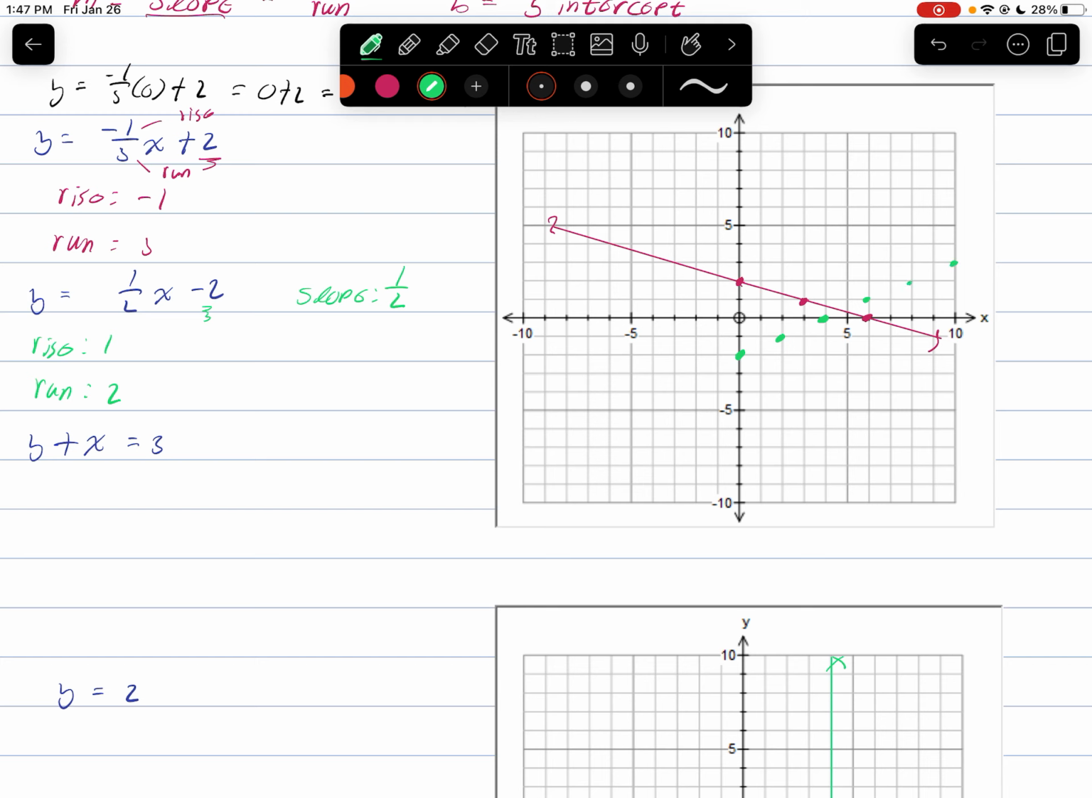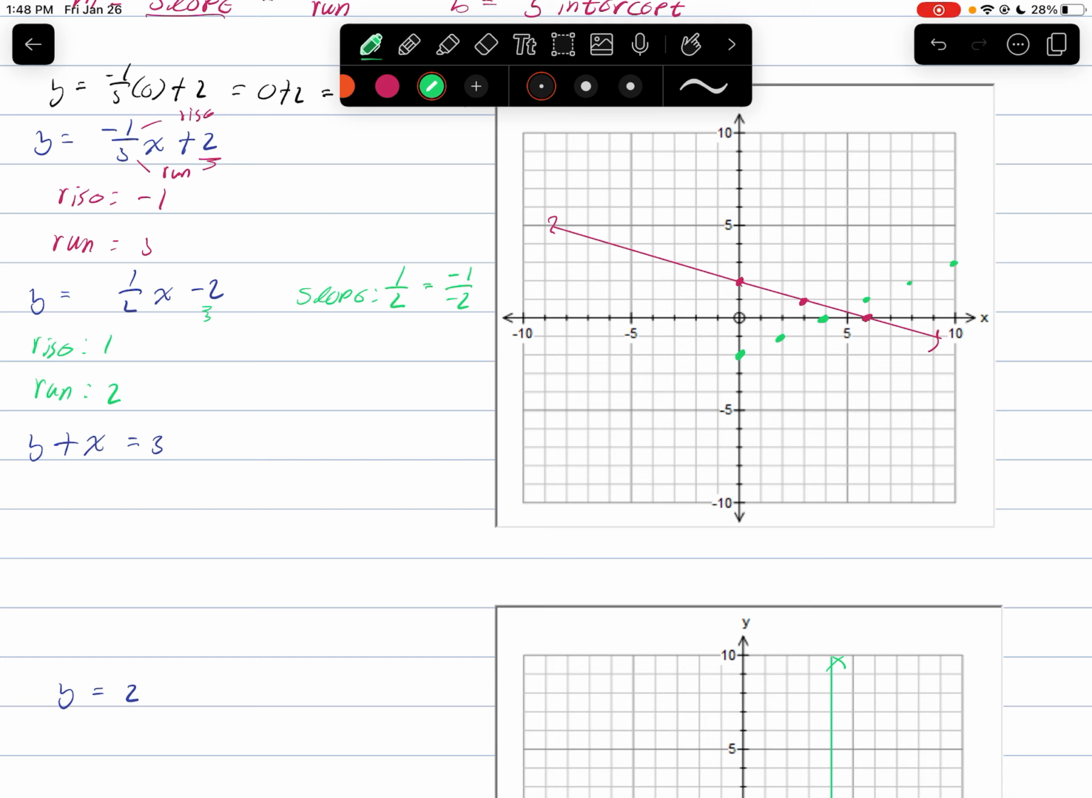Okay, but it's also probably important to note that our slope here is 1/2. This is also the same thing as -1 over -2. Okay, hopefully we can see that. And the reason for that is that these negative signs would cancel. So if we get -1 over -2, this is the same thing as +1 over +2.